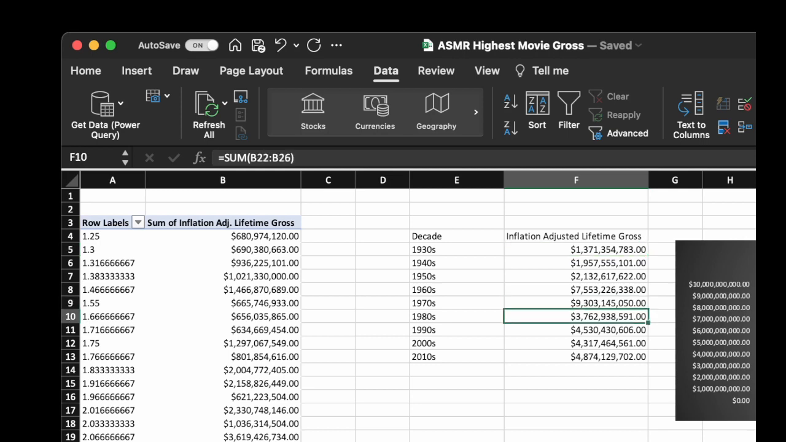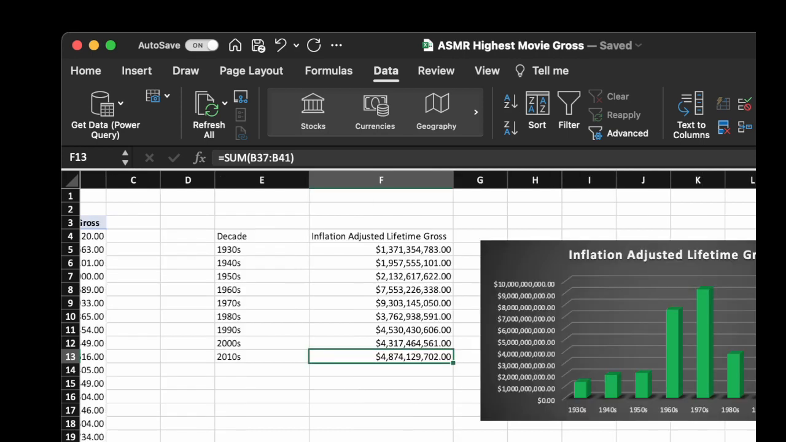Then the 80s 3.7 billion. And then the 90s, 2000s, and 2010s have been between 4 to 5 billion. You can see the graph here. See, it kind of peaked in the 60s and 70s. And again, this is the top 50 lifetime.